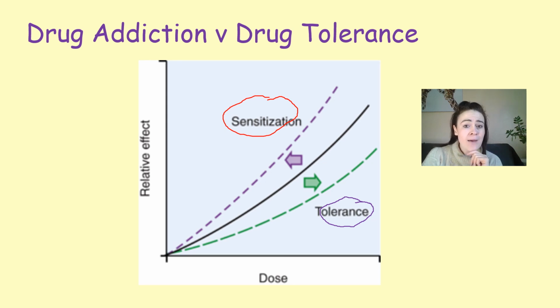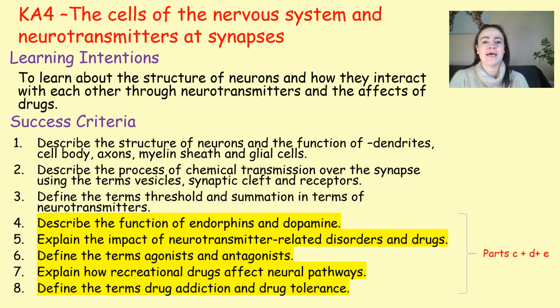Now, many of these recreational drugs don't just work one way. They're actually going to work a number of different ways. So they'll be antagonistic to some neurotransmitters and agonist to other neurotransmitters. So you can get situations where you are addicted as well as tolerant. So it's not always a simple clear cut between the two. So hopefully that has helped you to understand how neurotransmitters can affect behaviour and also how different drugs will interact with the pathways that neurotransmitters work along.